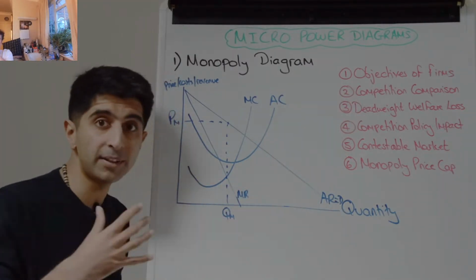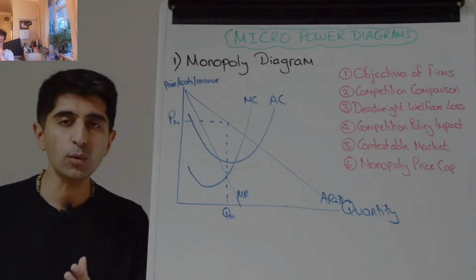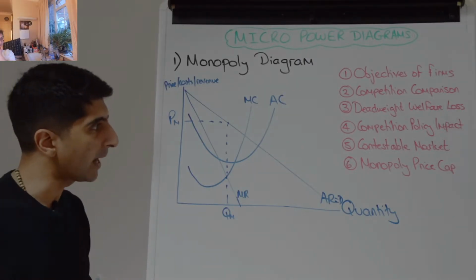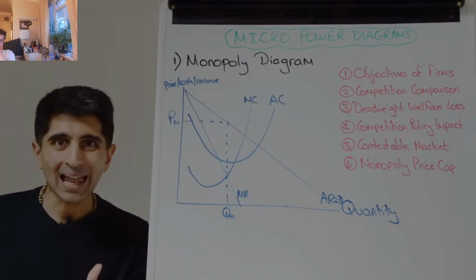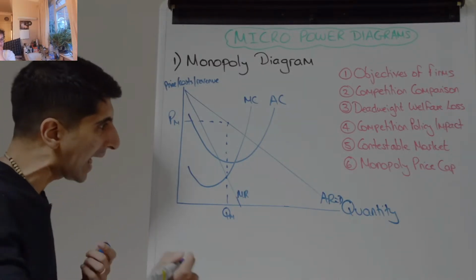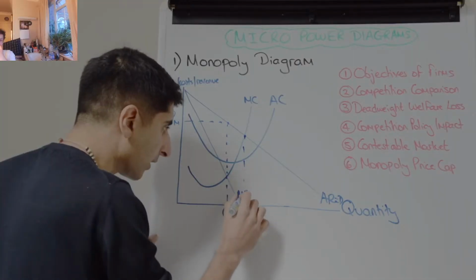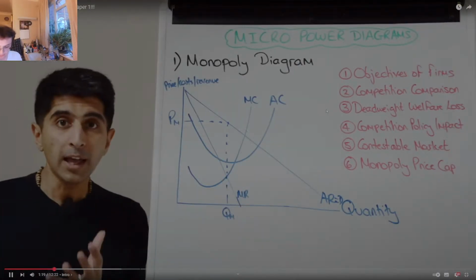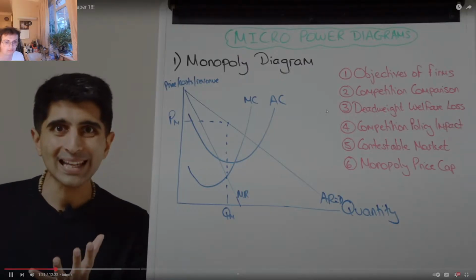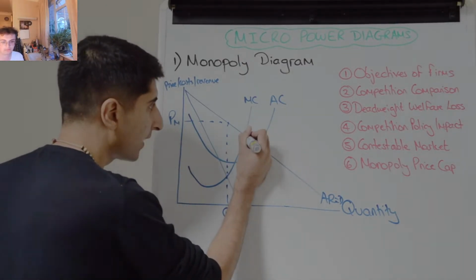We can show the competition comparison. So we have monopoly outcomes of PM and QM. We can also compare to competitive outcomes. So we know on this diagram, competitive firms would be allocatively efficient. We know that. Allocative efficiency is where P equals MC. That takes us here.